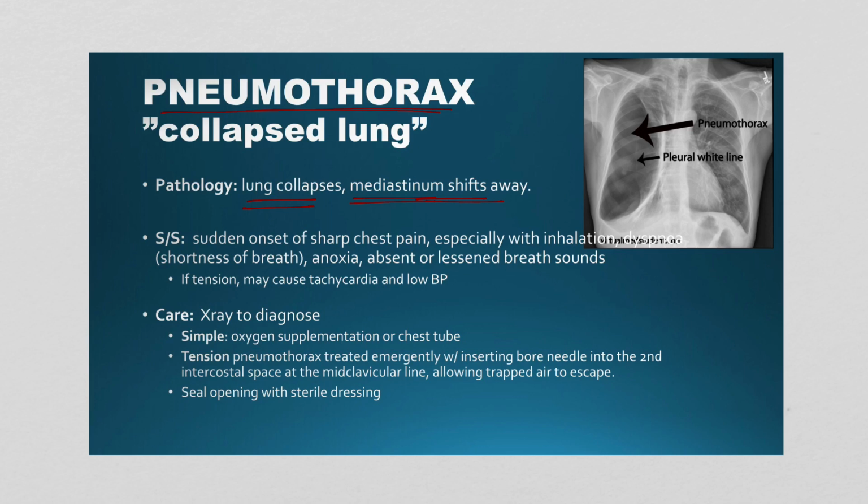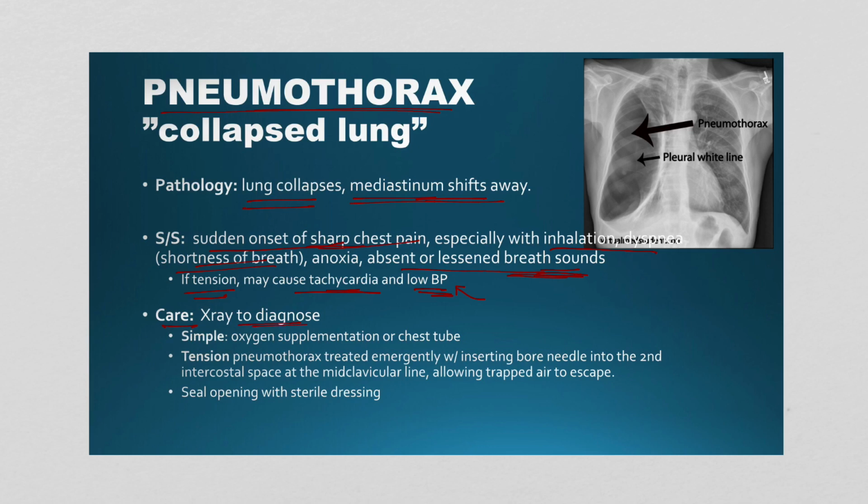So in terms of signs and symptoms, the patient is going to complain of sharp chest pain, most often with inhalation. They'll complain of pain and shortness of breath. They may or may not have breath sounds when you auscultate, so we'll talk about absent breath sounds. If it's a tension pneumothorax, then they may have tachycardia, and the key clinical sign would be to assess their blood pressure if you can. And if there's low blood pressure associated with that, then we certainly should suspect a pneumothorax. So what do we do for them?